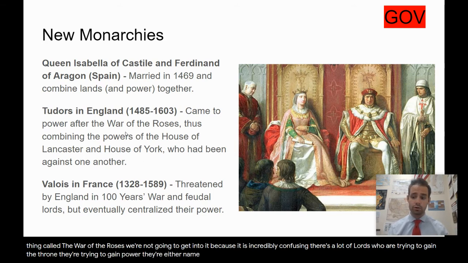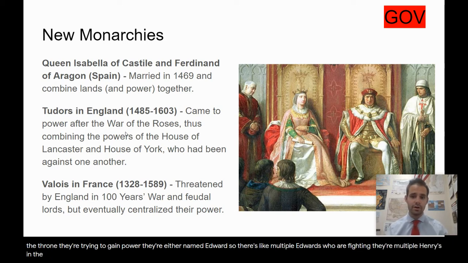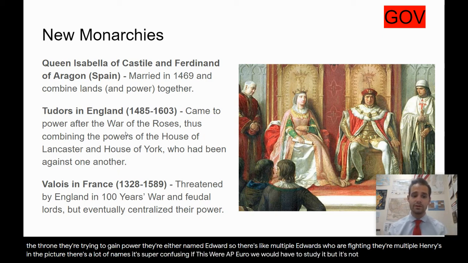They're either named Edward, so there's multiple Edwards who are fighting, and there's multiple Richards who are fighting, and there are multiple Henrys in the picture. There's a lot of names. It's super confusing. If this were AP Euro, we would have to study it. But it's not, so we don't have to study it.